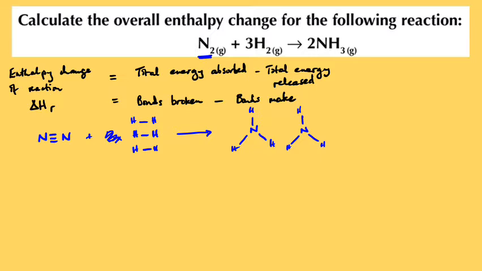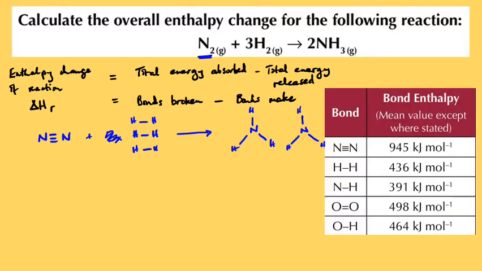Okay, so next step, what we need is the mean bond enthalpies for each of these bonds. So we need the triple bond between the 2 nitrogens, the hydrogen-hydrogen covalent bond, and the nitrogen-hydrogen covalent bonds. So we look up in a table, and in an exam you would be given the mean bond enthalpies in a table such as this. You can see we've got 5 different bonds, including all the ones we need, and their mean bond enthalpies.